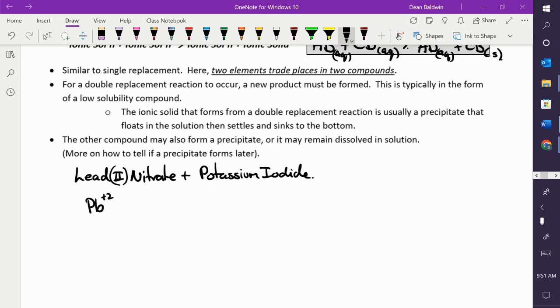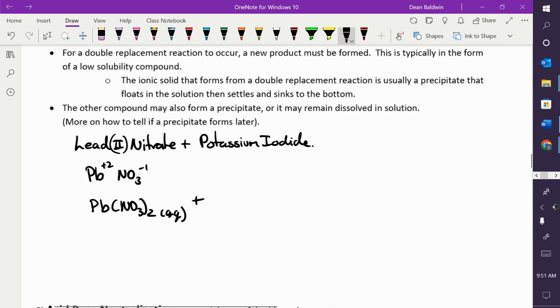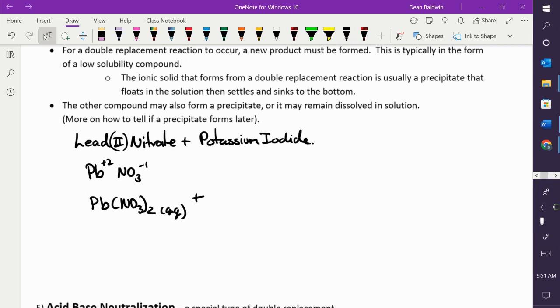This would be on your data package. You're going to have to look on your data package. NO3, what's the charge on it? So it's NO3 minus 1. Switch the charges and you're going to get Pb(NO3)2. These are aqueous. Plus potassium iodide. What's potassium? K. What's iodide? Iodine. So potassium is K plus, iodine's I minus.